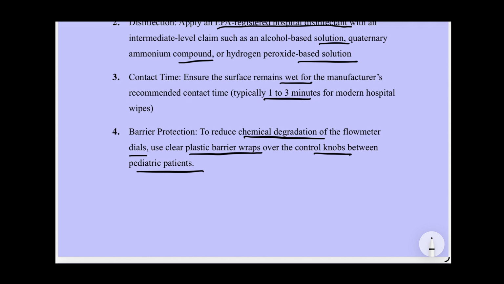A standard viva trap for both undergrads and postgrads is: how do you clean the flow meter? So remember, never spray disinfectant directly onto the unit. And why should you never spray disinfectant directly onto the unit? Because it can seep behind the dials and damage the calibrated gauge. Always use a damp wipe. Mentioning barrier protection shows the examiner you understand clinical longevity.